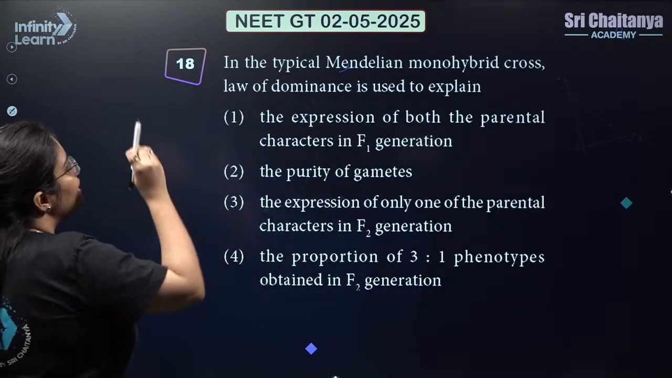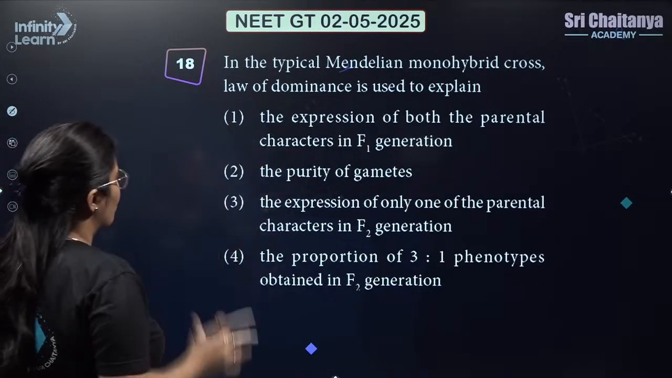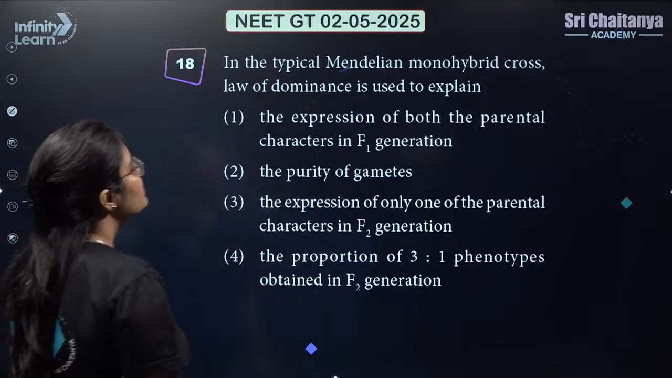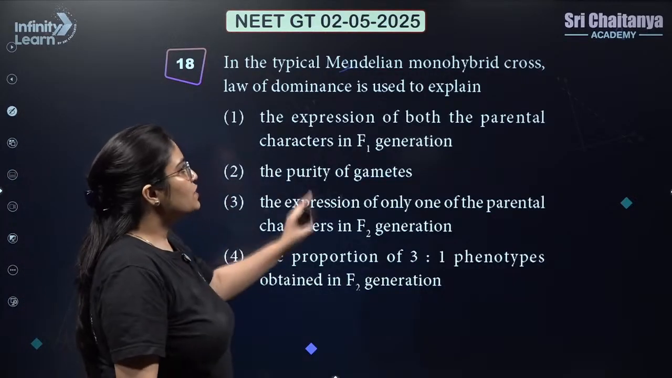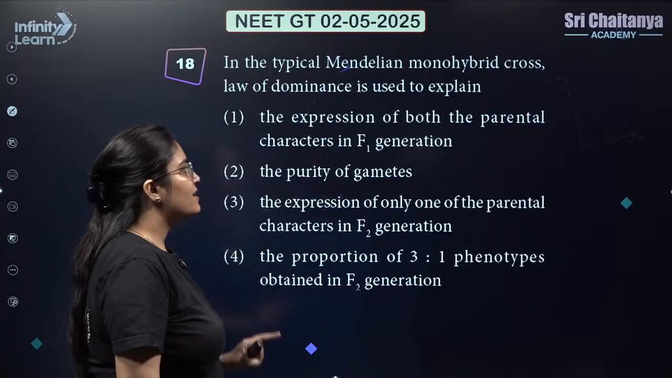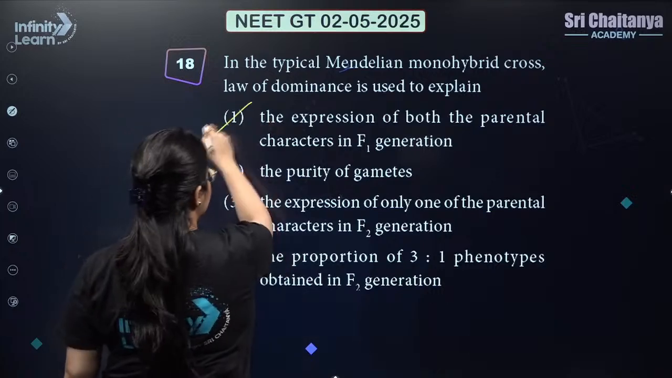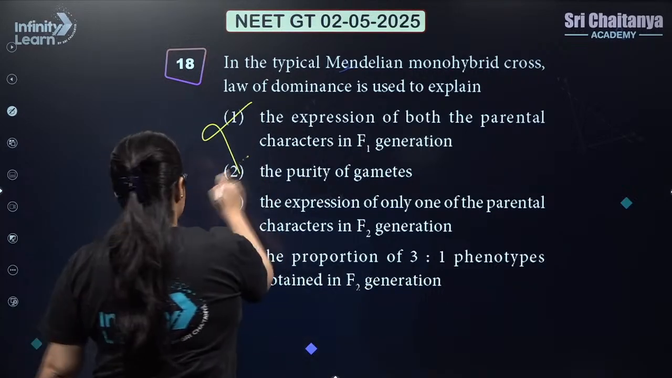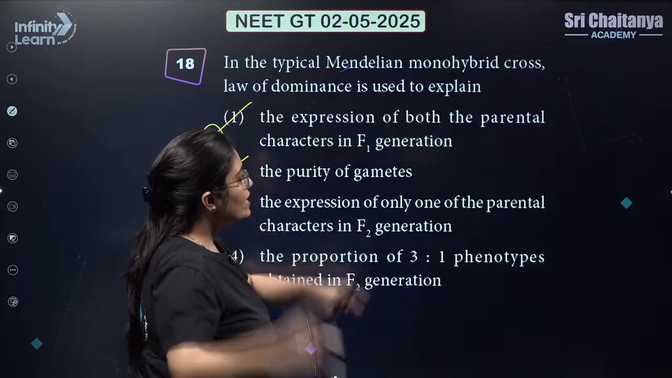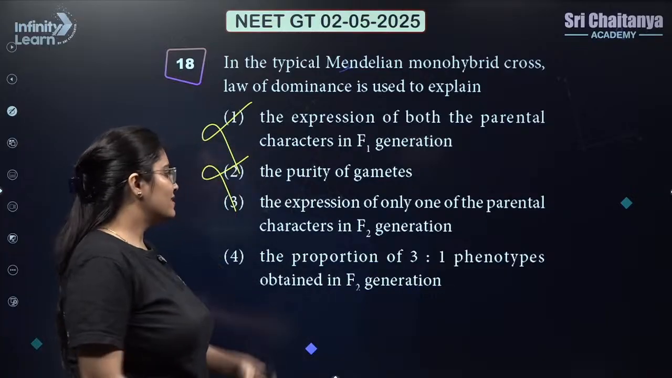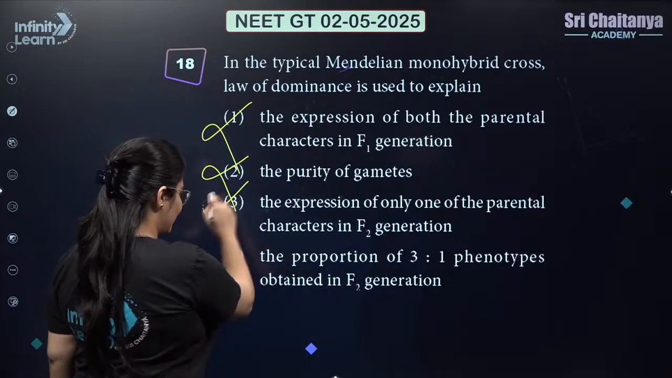In the typical Mendelian monohybrid cross, the law of dominance is used to explain the expression of both the parental characters in F1? No, that was not the case. The purity of gametes? No. Expression of only one of the parental characters in F2? This is also an incorrect statement.